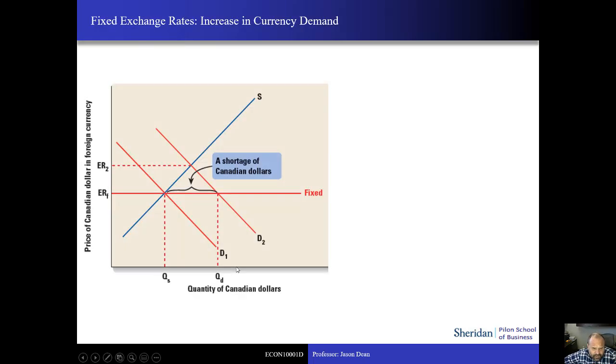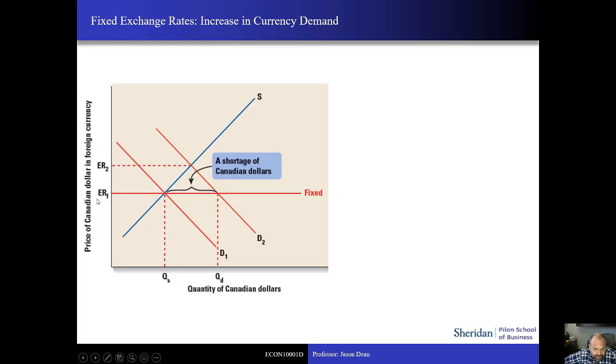So let's think about what would happen if we want to fix the exchange rate. Suppose we are fixing the exchange rate at this level here, ERF, F is for fixed, okay? And suppose initially we're here in equilibrium at D1 and S. Now suppose there's an increase in the demand for the Canadian dollar. In that case, there will be upward pressure on the exchange rate. We would go up to the new equilibrium. That's where the market would want to go.